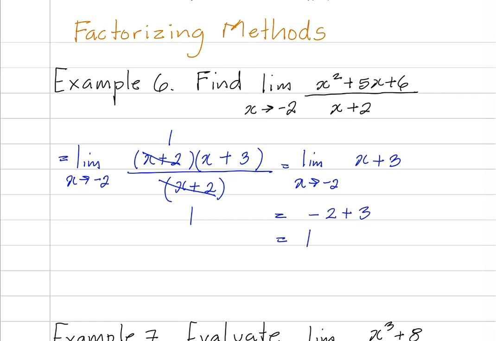So the limit of x squared plus 5x plus 6 over x plus 2 as x approaches minus 2 is 1. I think that this is an example of one of those functions where the limit exists, but the function itself never reaches that value.